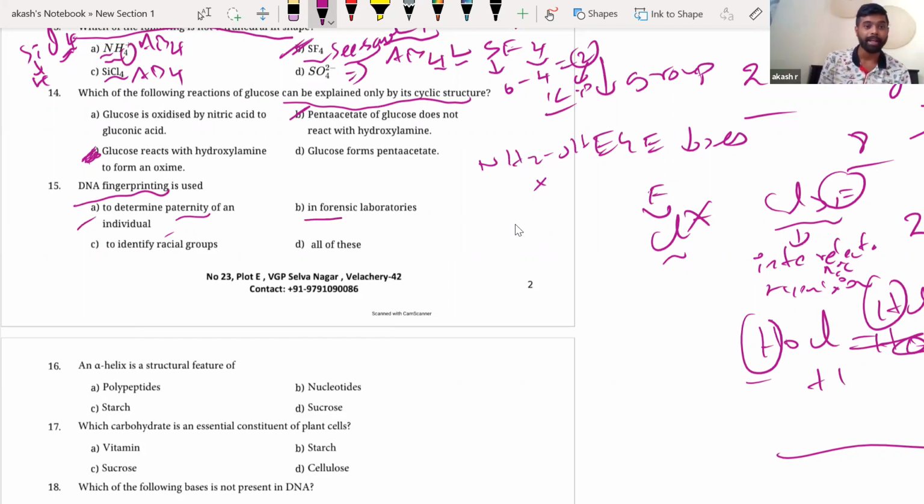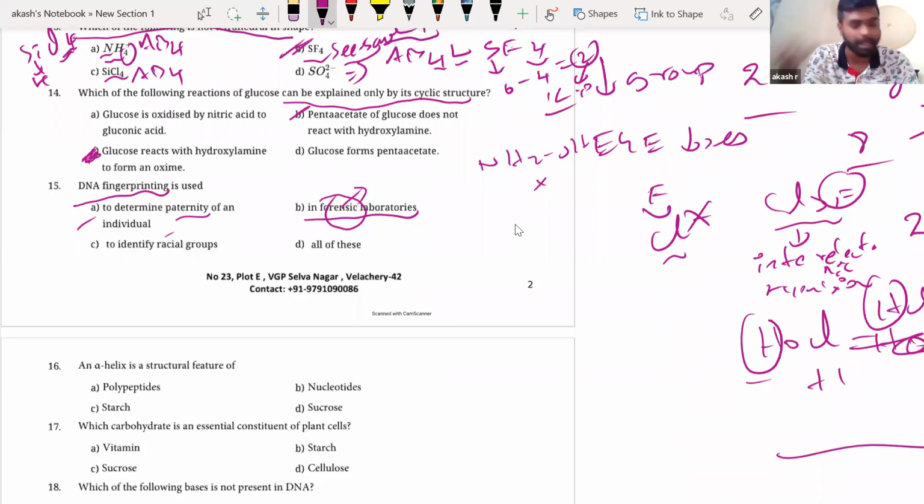Okay, next. In forensic laboratories, what do you mean by forensic analysis? Forensic analysis basically, right, when a murder happens, you would have seen that they will put some powder, dust it, all these things they will do, right? Basically they'll go for fingerprints. DNA fingerprinting is different from fingerprints. Okay, they would have taken fingerprints, and then how can you analyze who is the culprit, who is the murderer.